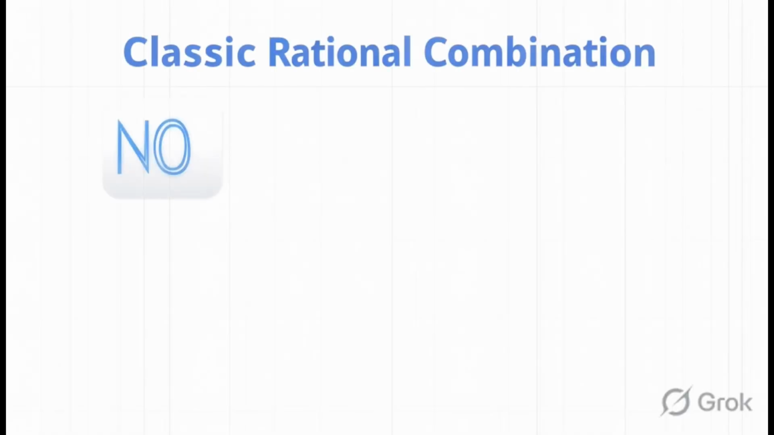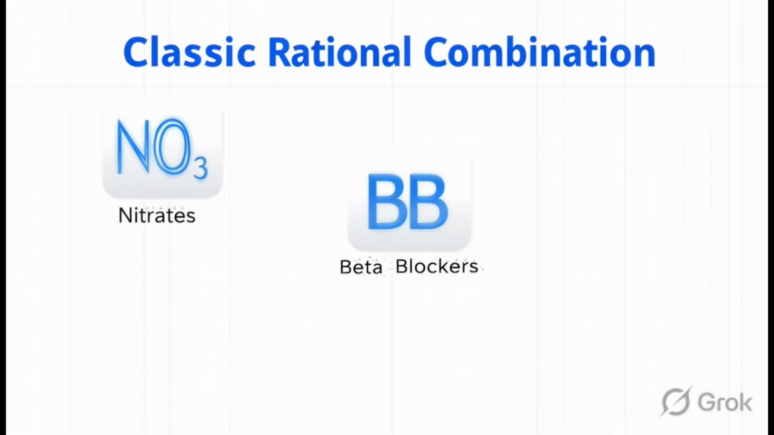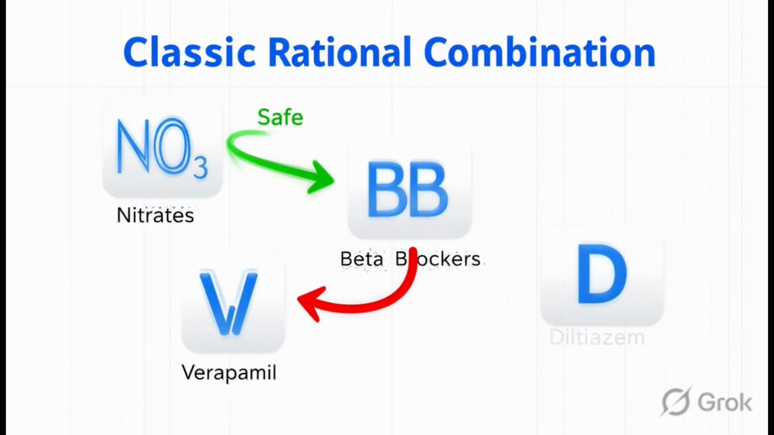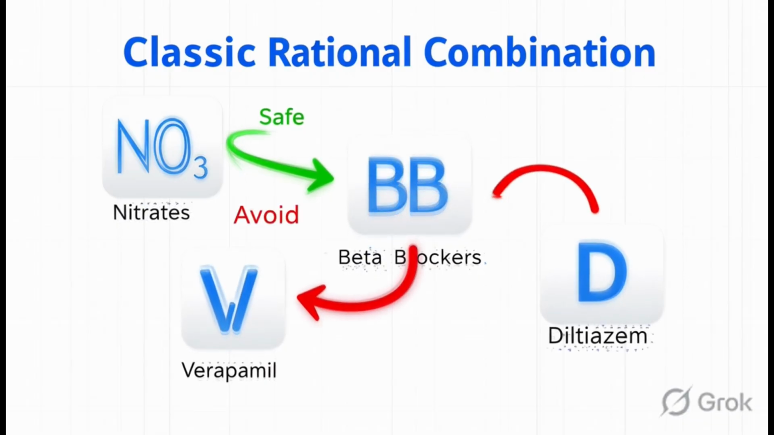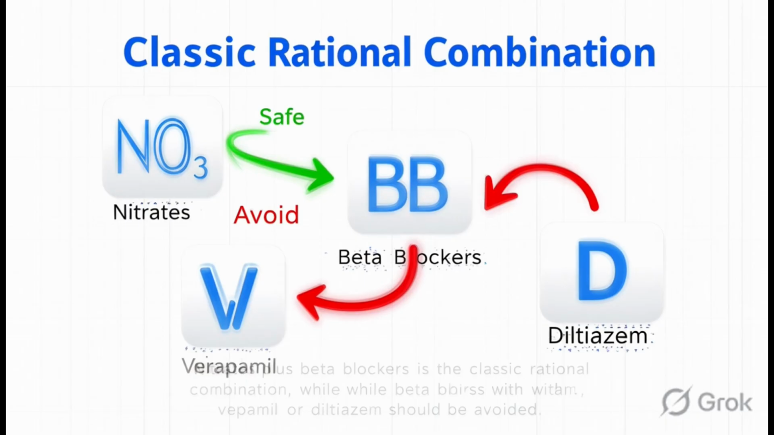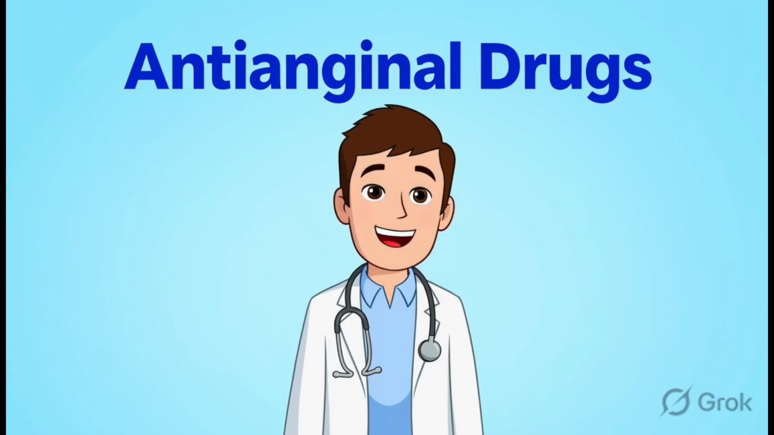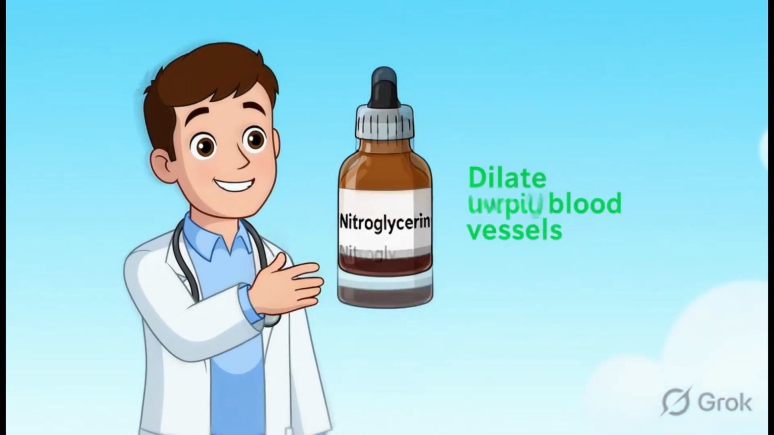Nitrates plus beta blockers is the classic rational combination, while beta blockers with verapamil or diltiazem should be avoided. And remember the standout side effects. Nicorandil causes ulcers, ivabradine causes visual phenomena, and trimetazidine can cause Parkinsonism. That covers everything you need to know about anti-anginal drugs.